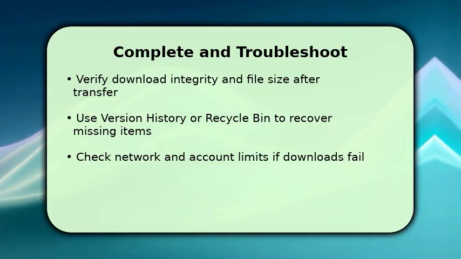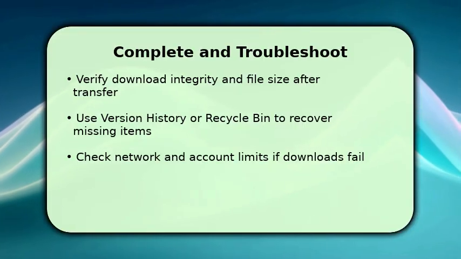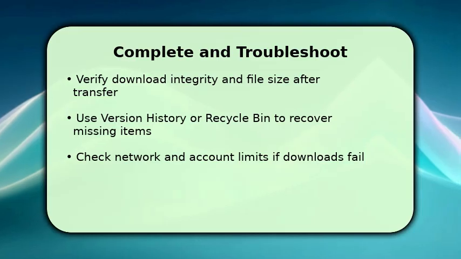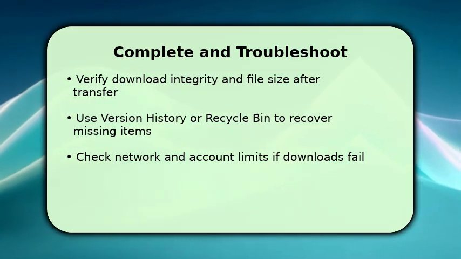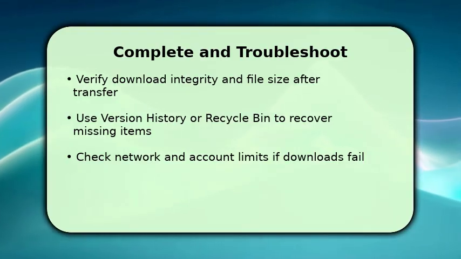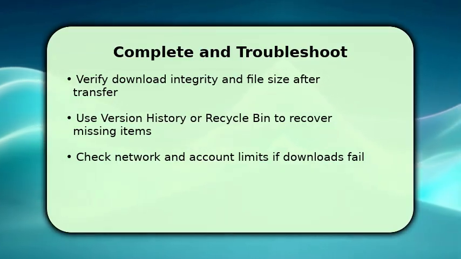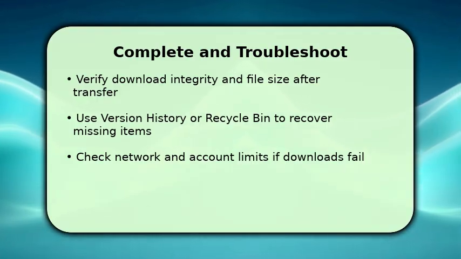If the file is missing or wrong, use OneDrive's version history or recycle bin to recover earlier copies or restore deletions. If downloads fail, make sure your network is stable, you're under storage limits, and you're signed into the correct account. If necessary, reattempt sync or sign out and back in to refresh permissions and resolve token issues.